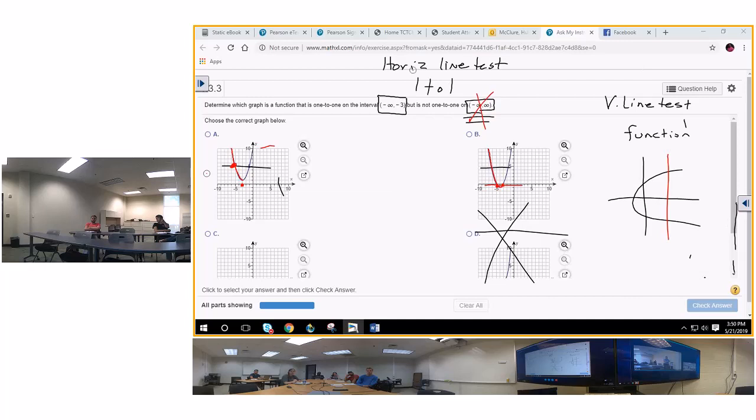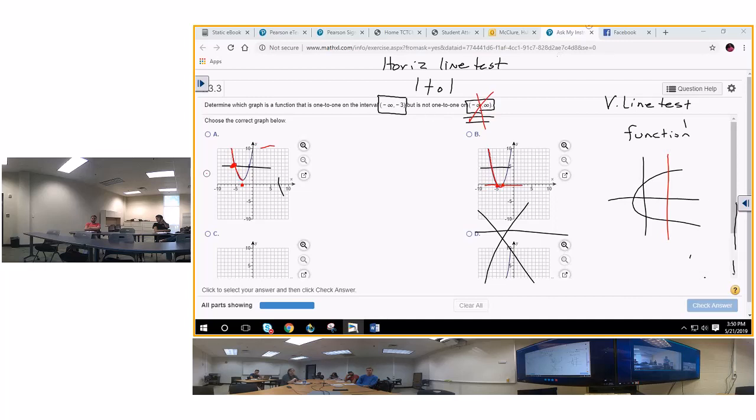Remember, the horizontal line test checks to see if it's one-to-one. If you have one intersection, it is a one-to-one. If you have two intersections, this one right here had two right there, then it is not a one-to-one.